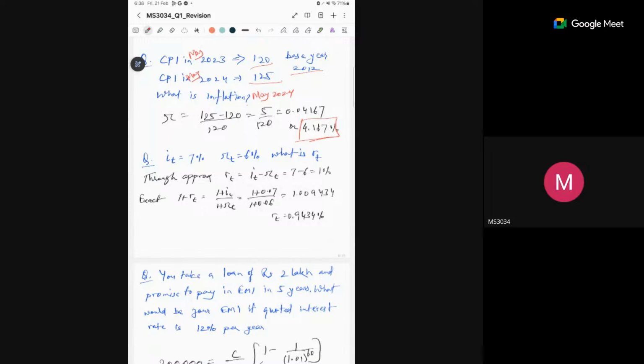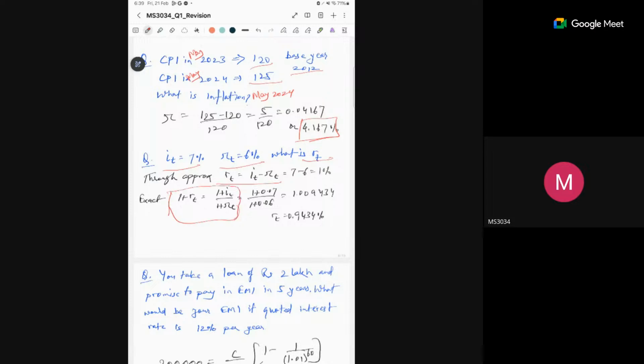Now, the relation between nominal and real interest rates. It says the nominal interest rate is 7% and inflation is 6%, then what is the real rate of return? There were two formulas discussed: this is the approximate formula and this is the exact formula. You are supposed to use the exact formula unless you are asked to approximate your answers. You should always take this formula and you will always come up to the correct answer.